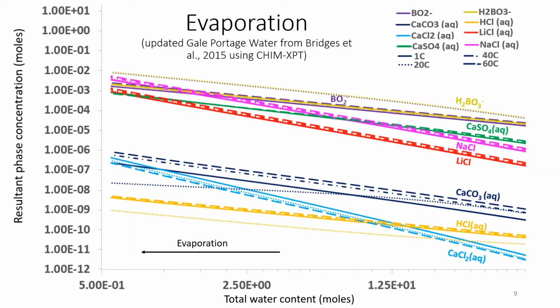Now, there may be 2 reasons for that. First reason is that we are still updating the CHIM-XPT modeling database with thermochemical information of different borates and lithium-rich phases, so the possible resultants have just not shown up yet. The second reason is that even though I added boron and lithium, that is 4 times that of the Iceland compositions, it may still not be enough to precipitate borate phases.